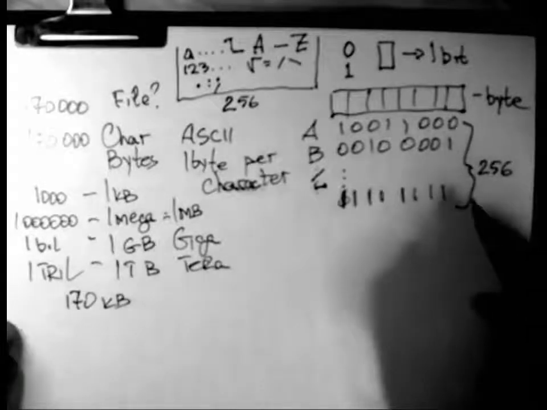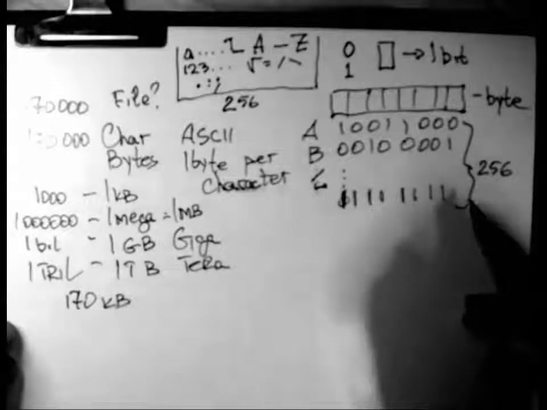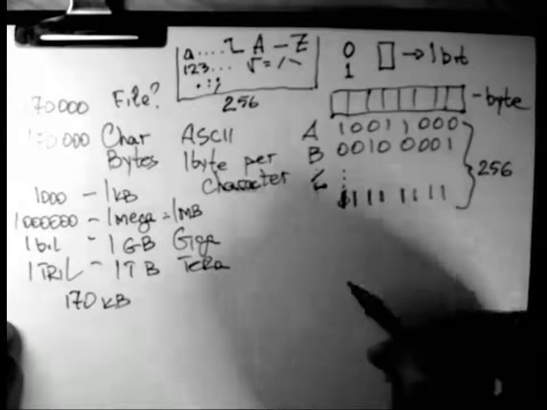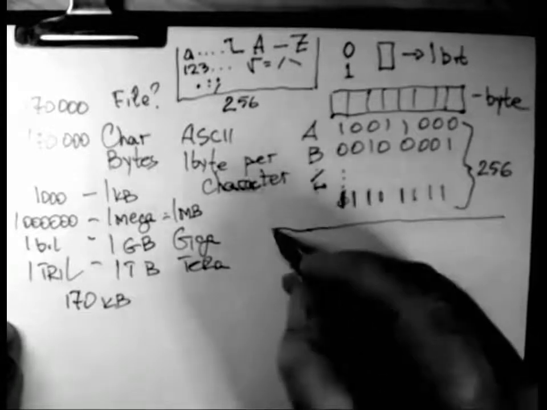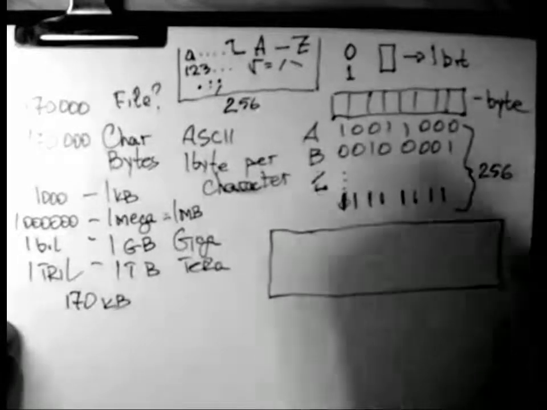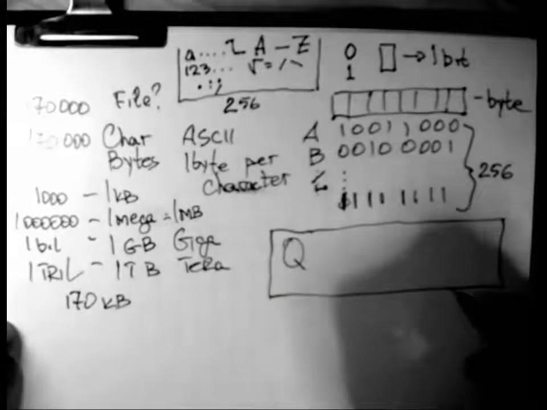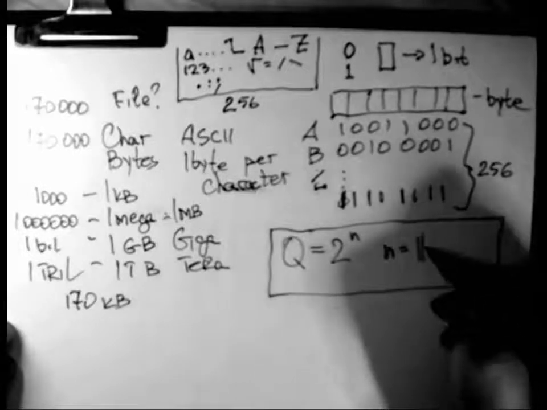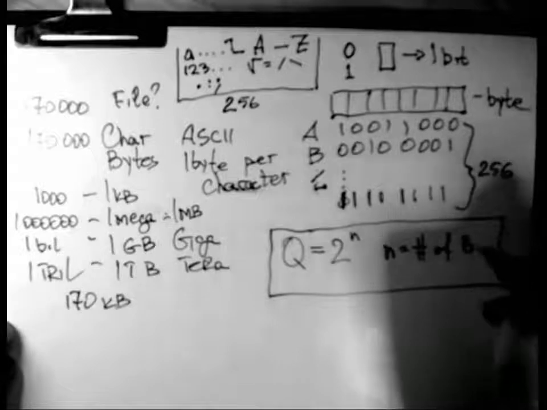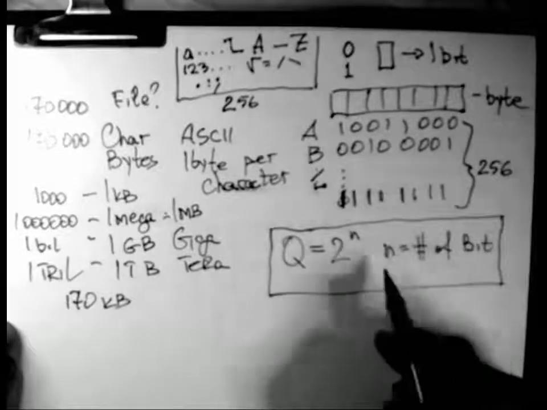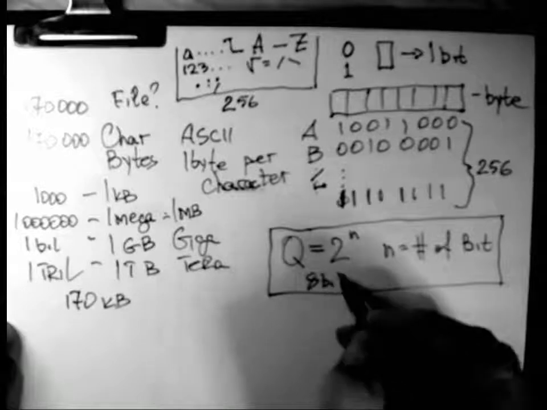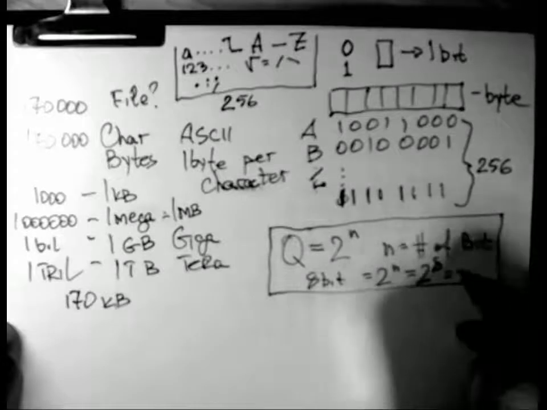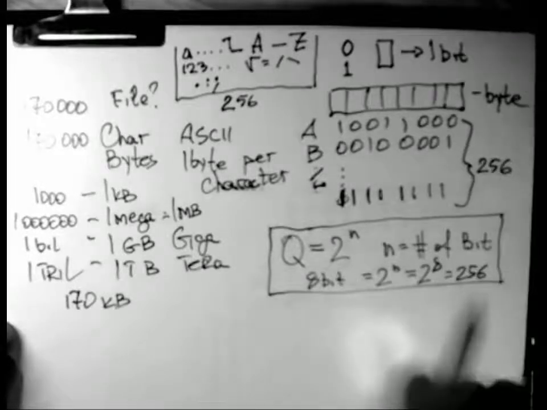Folks, unfortunately, the disadvantage of this system of encoding is a limitation in the number of combinations. By the way, the number of combinations, if we have n bits, can be calculated according to a formula. Q, the quantity of combinations, is equal to 2 to the power of n, where n is the number of bits. In our case, 8 bits will be 2 to the power of 8, that will be 256. This formula must be remembered.